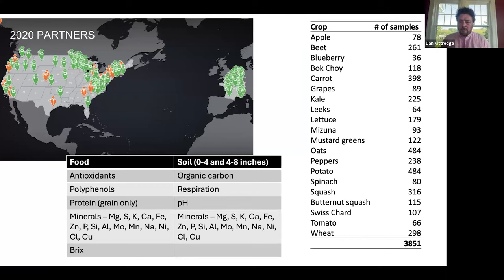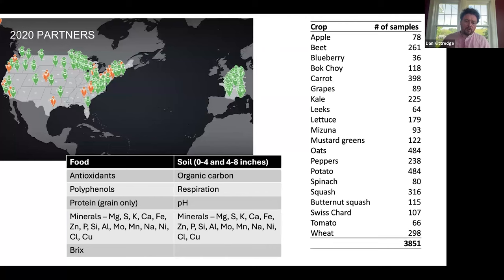You can see the number of samples on the right, almost 4,000 samples, all the different crops that were tested that year. On the top of the graphic, you can see those little green graphics are farmers, and the orange ones are citizen scientists. So people were sending in samples from across the US and Europe. We had, I think, over 200 farms in 2020, as an example. We set up our first lab in Europe that year as well, and moved up from six crops to all these.